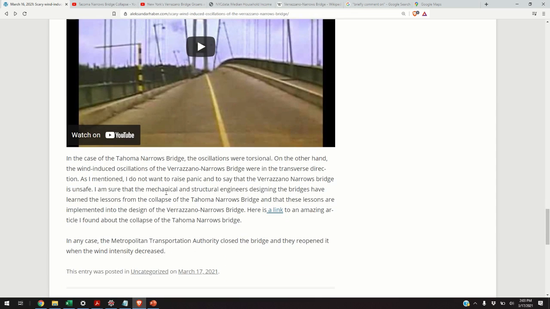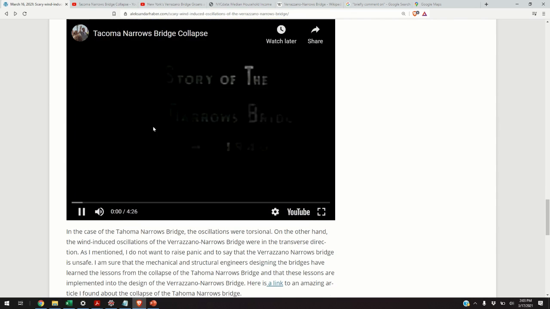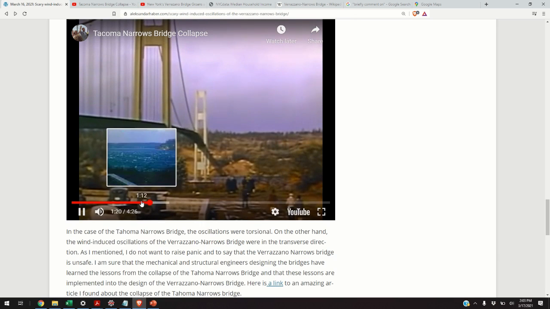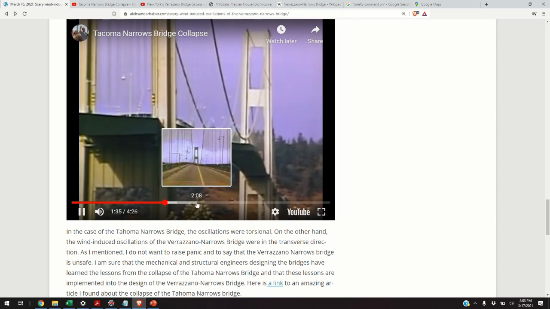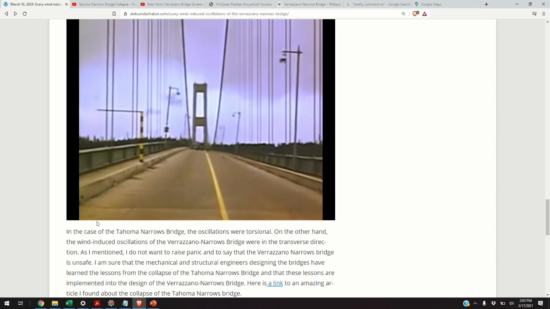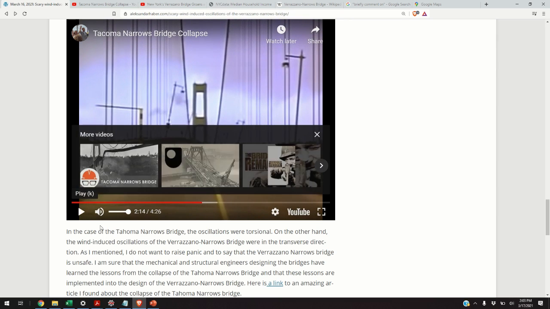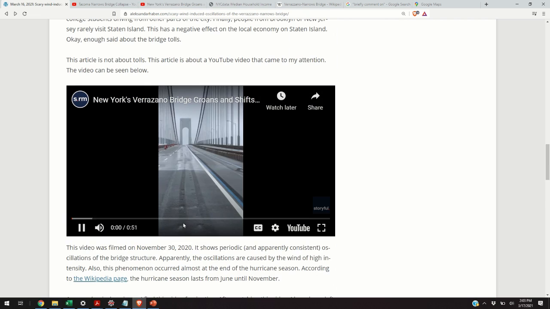Moreover, in the case of the Tacoma-Narrows Bridge, the oscillations were torsional. And you can observe these torsional oscillations by watching the video. I think the best view is from here. On the other hand, the wind-induced oscillations of the Verrazzano-Narrows Bridge were in the transverse direction. So let's see these oscillations.